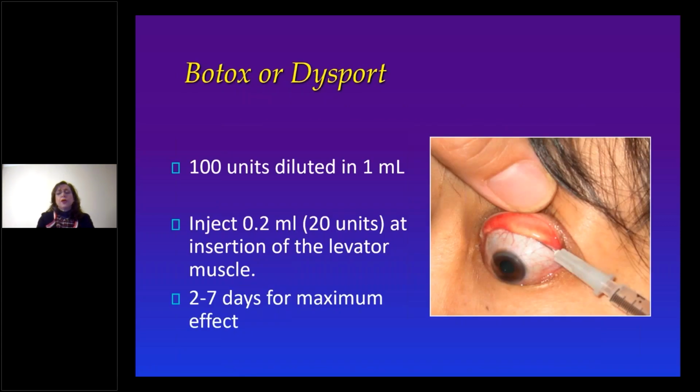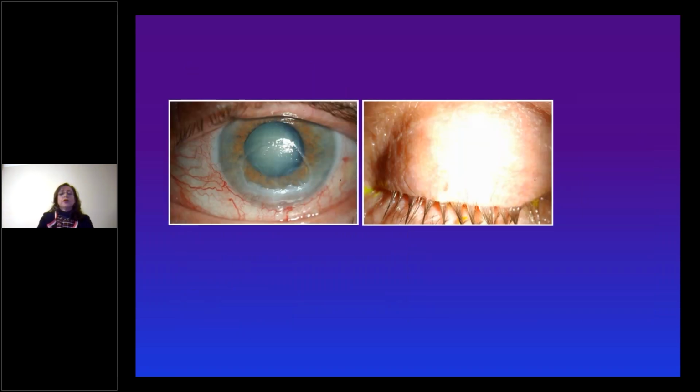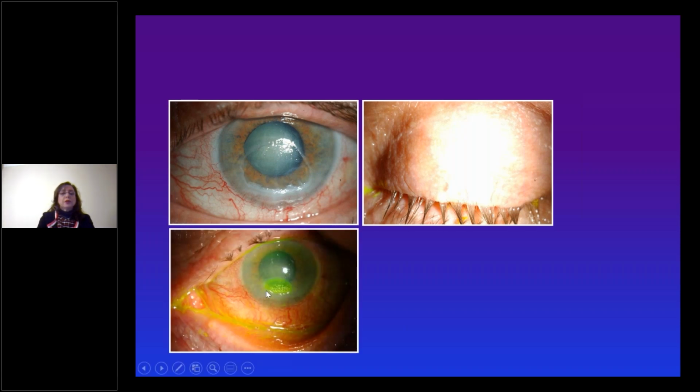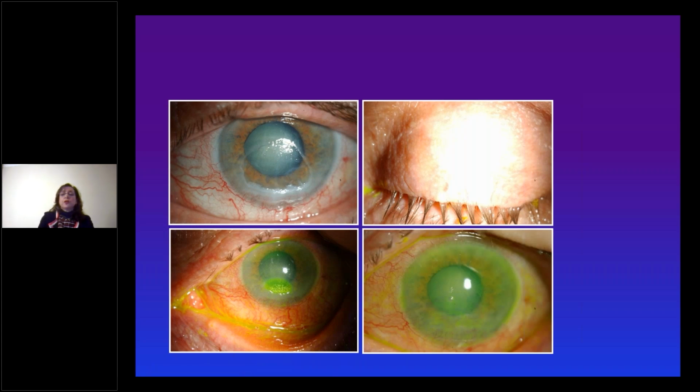One way of treating this is to inject Botox, botulinum toxin, in the upper lid levator, which is a toxin that prevents the action of acetylcholine at the motor end plate and causes paralysis of the levator and ptosis, like in this patient. Nothing was working. We tried all the topical treatment. Then we put the Botox, and you can see how much smaller the ulcer became in 1 week, and in 2 weeks it was completely healed.